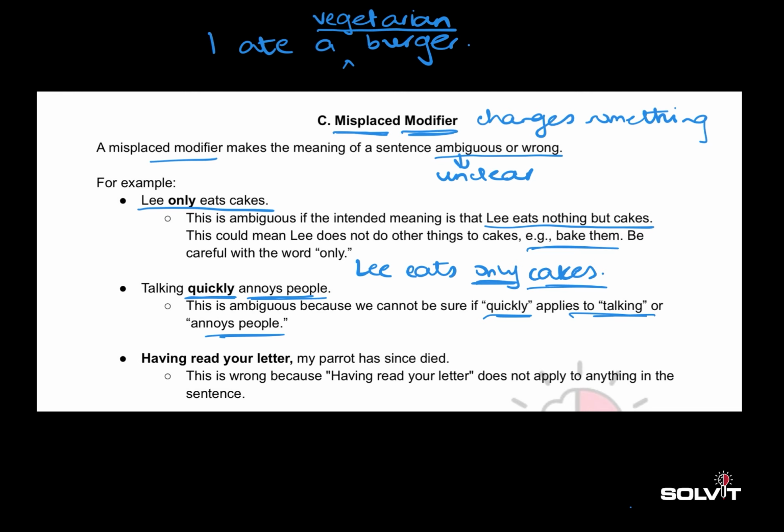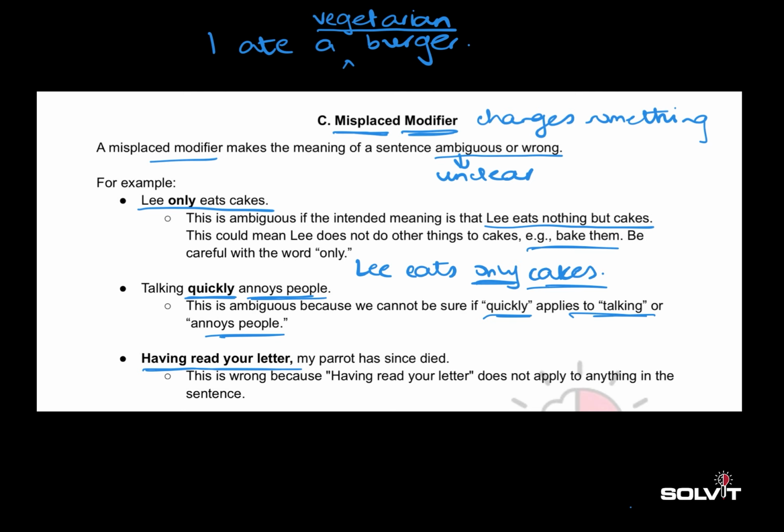Let's look at the third example. Having read your letter, my parrot has since died. Now, this sentence is kind of senseless. It's not making sense, right? Because having read your letter is your modifier. Remember that your modifier in a sentence doesn't always have to be one word. It can be a group of words also. It can be a phrase, okay? Now, having read your letter is our modifier over here. And then the rest of the sentence is, my parrot has since died.